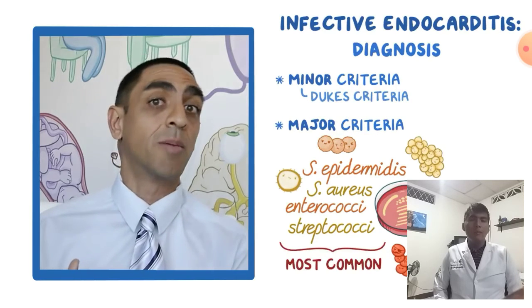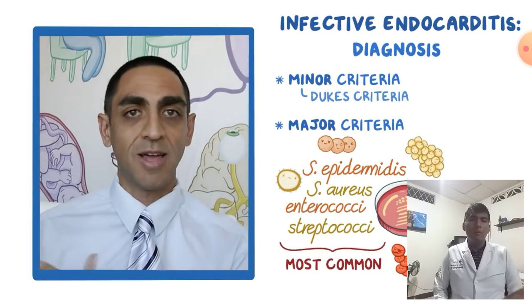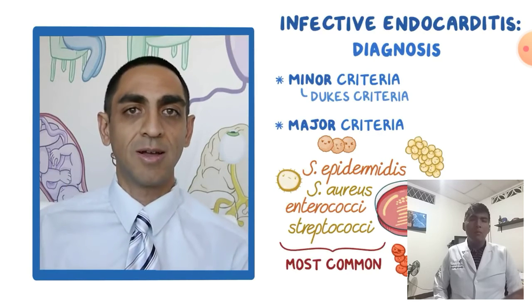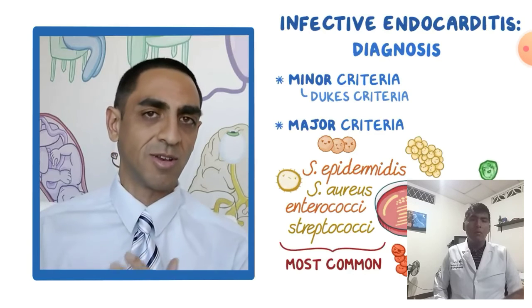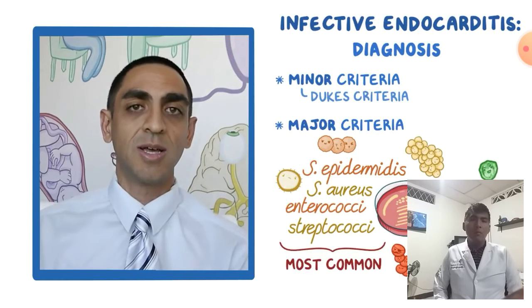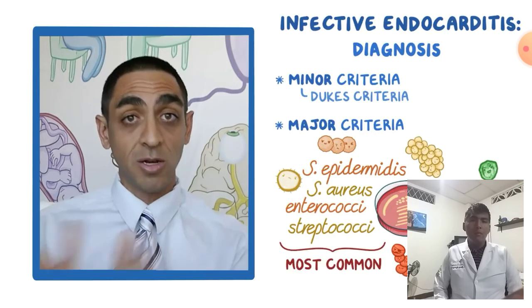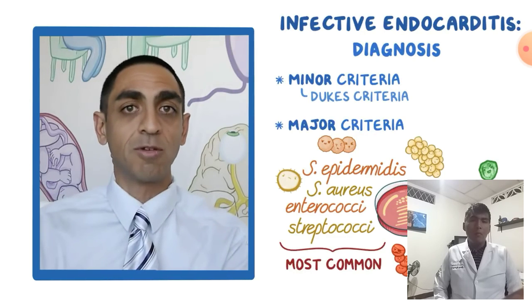There are some very uncommon organisms that you should keep a lookout for. Coxiella is one of them that people often mention because it's tested using titers. But anyway, those are the blood cultures, so you just see what the lab grows out.